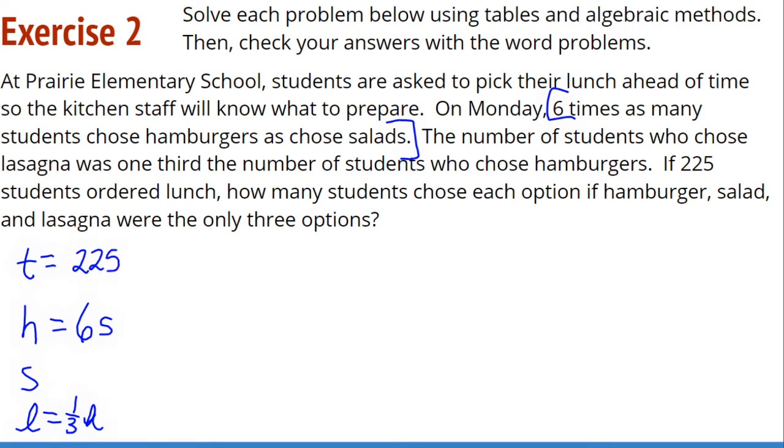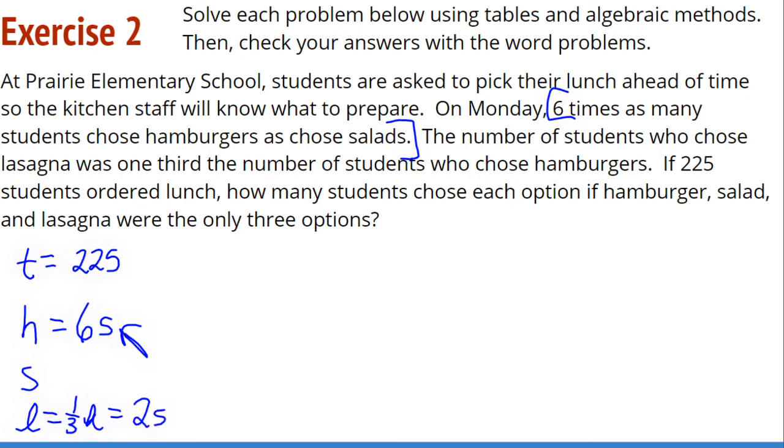And if hamburger, salad, and lasagna are the only 3 options, how many students ordered each of the lunch choices? Well, I've got the salads here. I know the hamburgers are 6 of the salads, and I know that the lasagna is 1/3 of the hamburgers. So can I look at this 6 of the salads and find 1/3 of that to be the lasagnas? Well, 1/3 of 6 is 2.